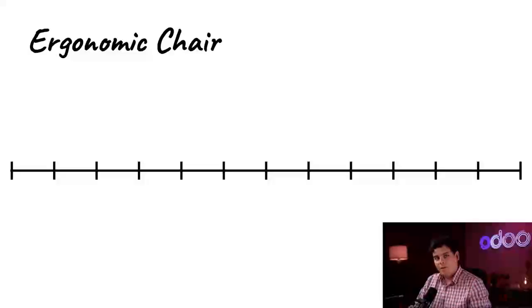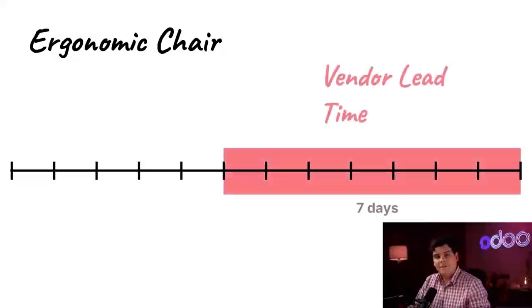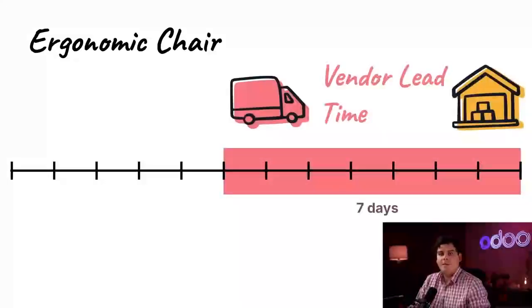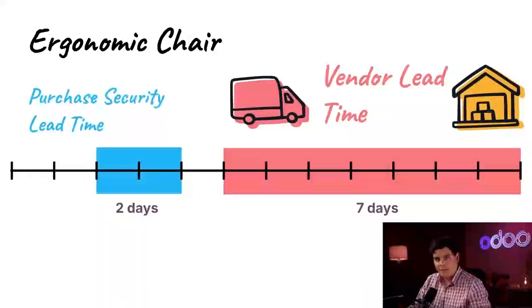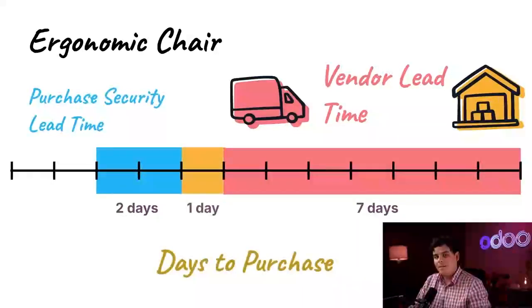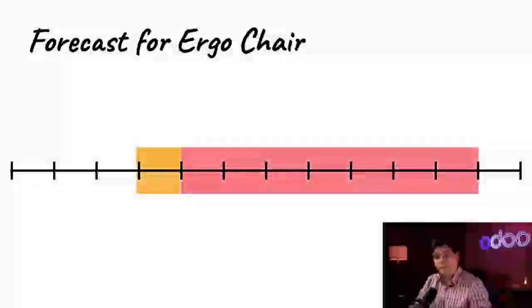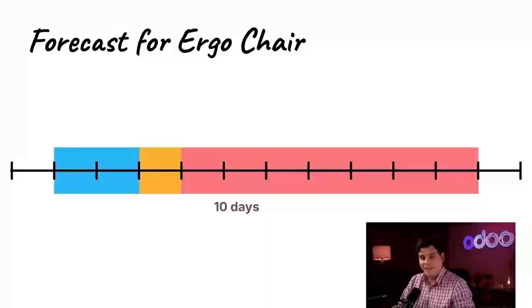Now, let's see how all of this works together with the Ergo Chair. So first, the vendor lead time is 7 days, which is the typical transit time from Gemini Furniture to our warehouse. Next, we have a 2-day purchase security lead time, which is a buffer for any unforeseen issues or delays. And lastly, the days to purchase lead time is 1 day, which gives them a full business day to check their email, determine whether they have stock, and confirm that they can get the product to me. Together, these 3 lead times give Odoo a 10-day planning window.